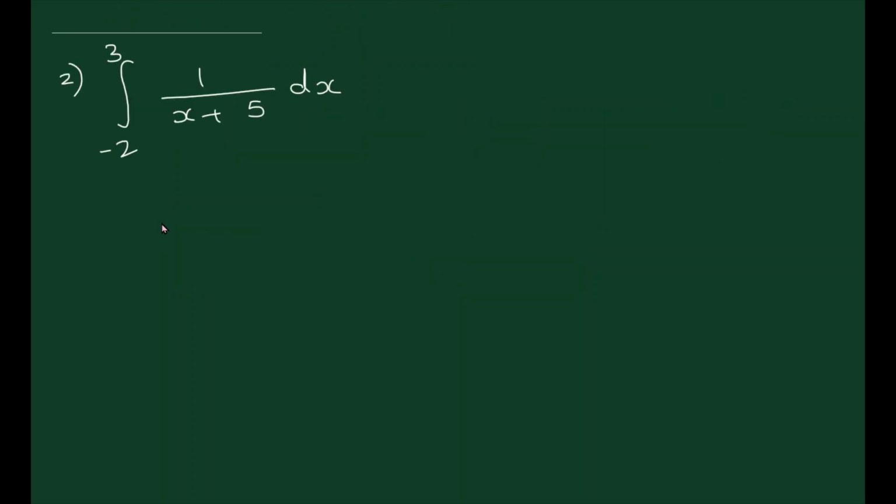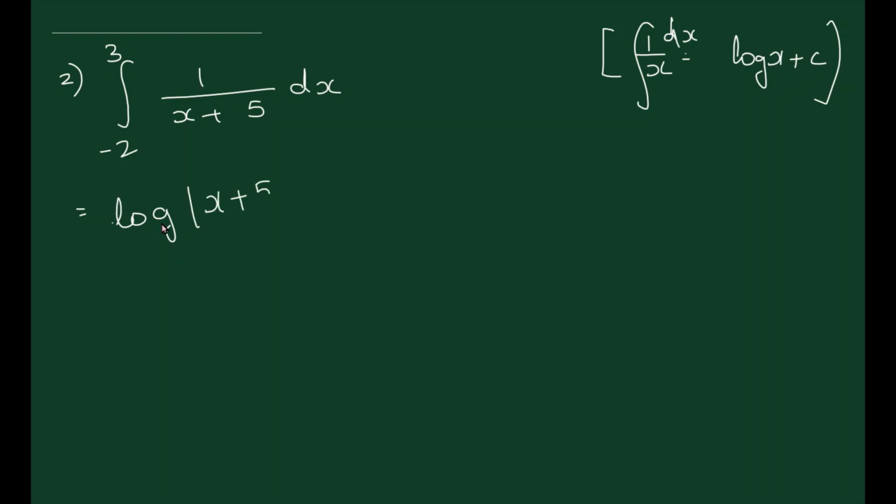In the next sum, the question is the integral from minus 2 to 3 of 1 upon x plus 5 dx. Now in this case, we remember that the integral of 1 upon x is log x. This part we remember, and therefore for 1 upon x plus 5 also, the answer comes as log x plus 5. So in the next step itself we get the answer. It becomes log mod of x plus 5.